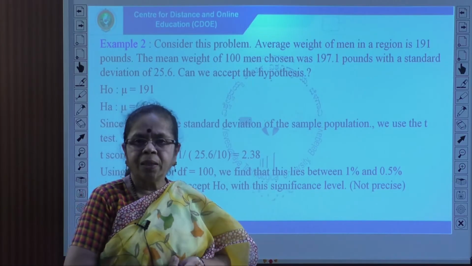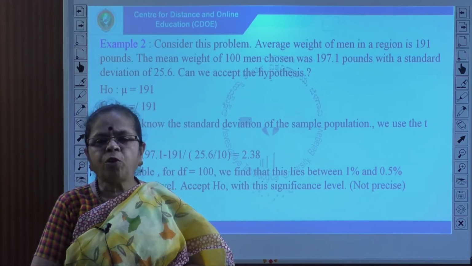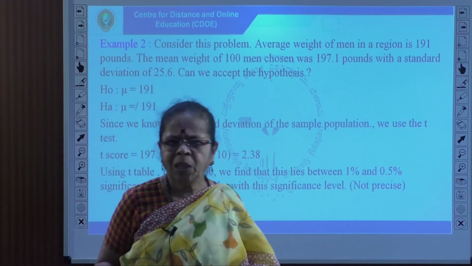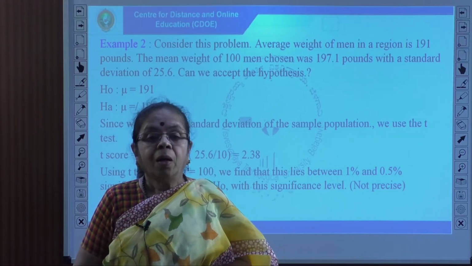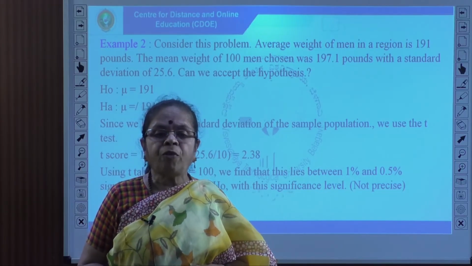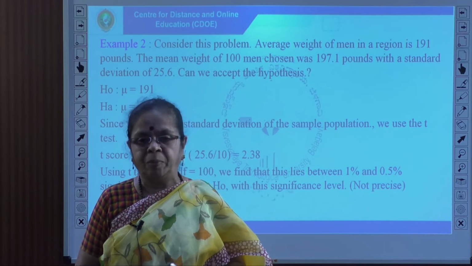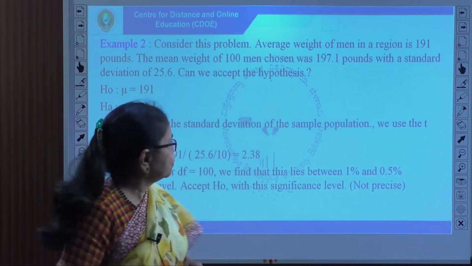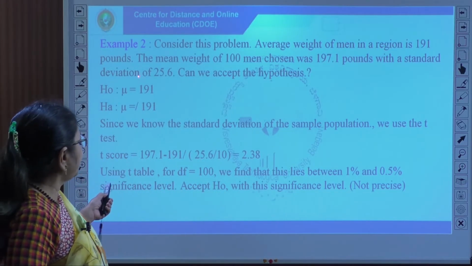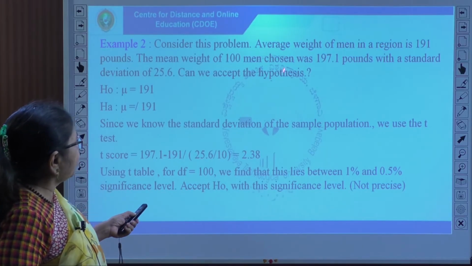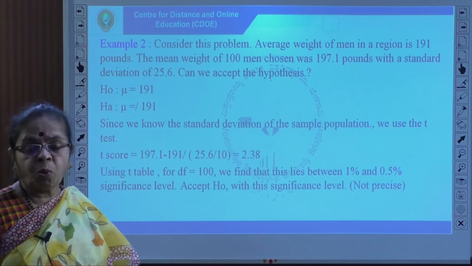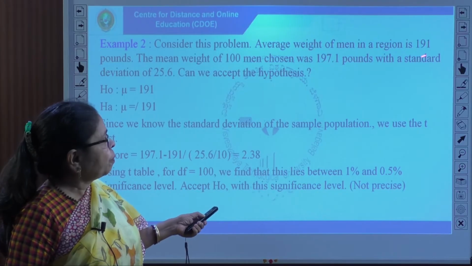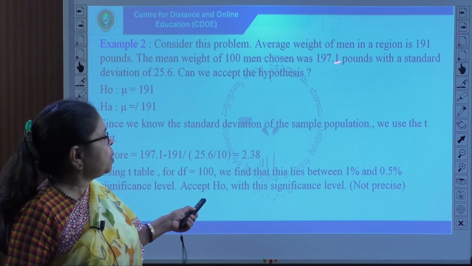Now, consider the next problem. The average weight of men in a region is 191 pounds, some region, let us say South India, and the mean weight of 100 men chosen was 197 pounds with a standard deviation of 25.6. Can we accept the hypothesis? What is the hypothesis I want to show? That this average weight of 191 applies to these people also.